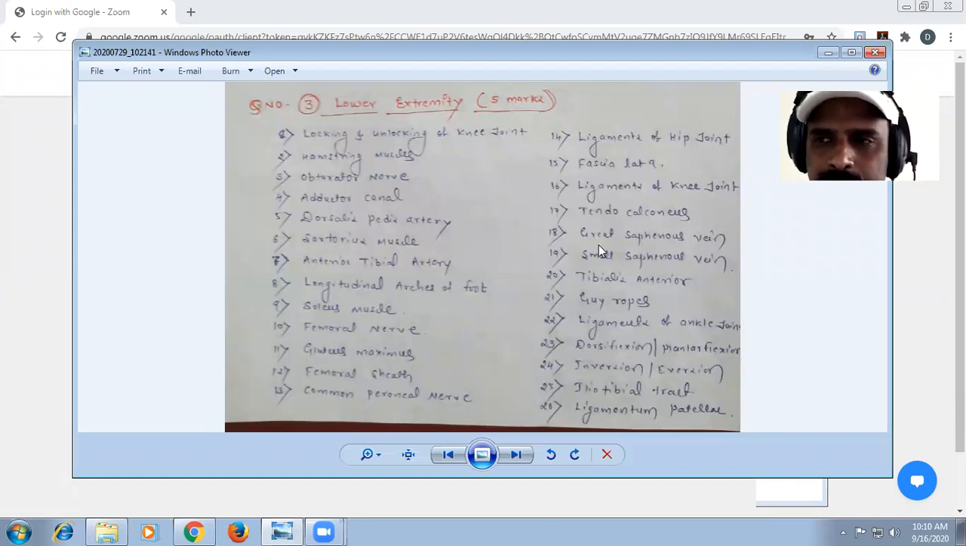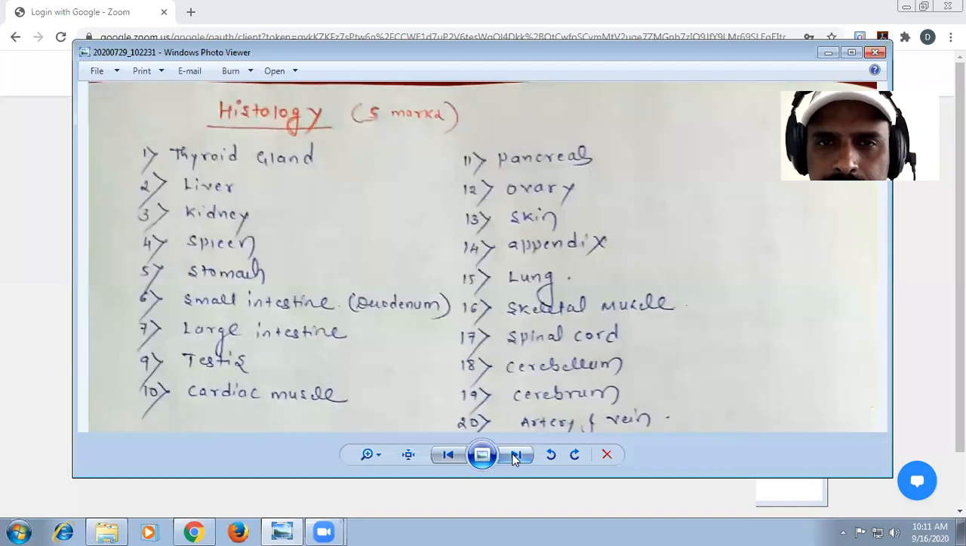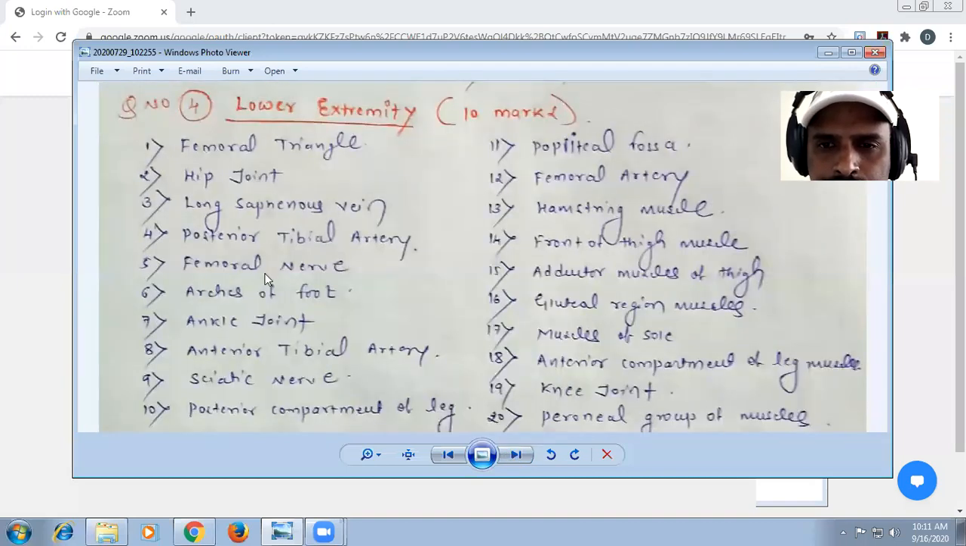So a question which is asked in the 5 marks cannot be asked in the 10 marks, not like that. A 10 marks question can be asked in the 5 marks. So these two categories, question number 3 and question number 4, you have to study together, complete them all, and write them. So this is all about the lower extremity.